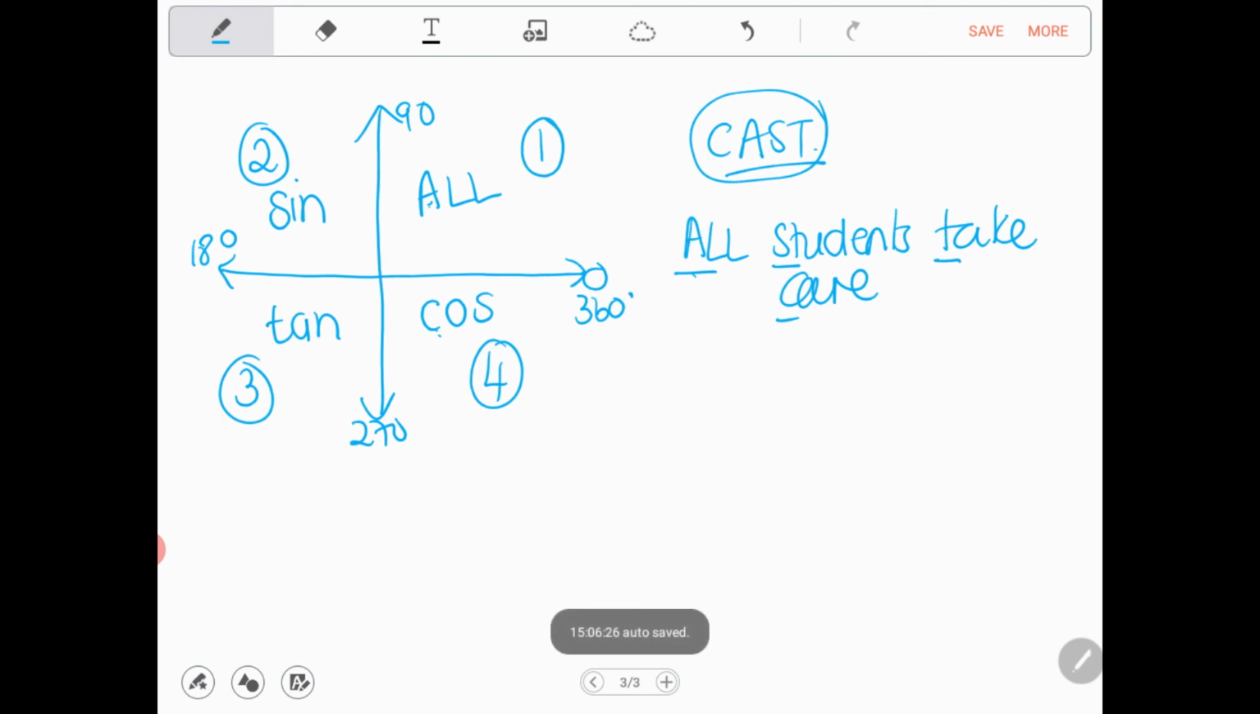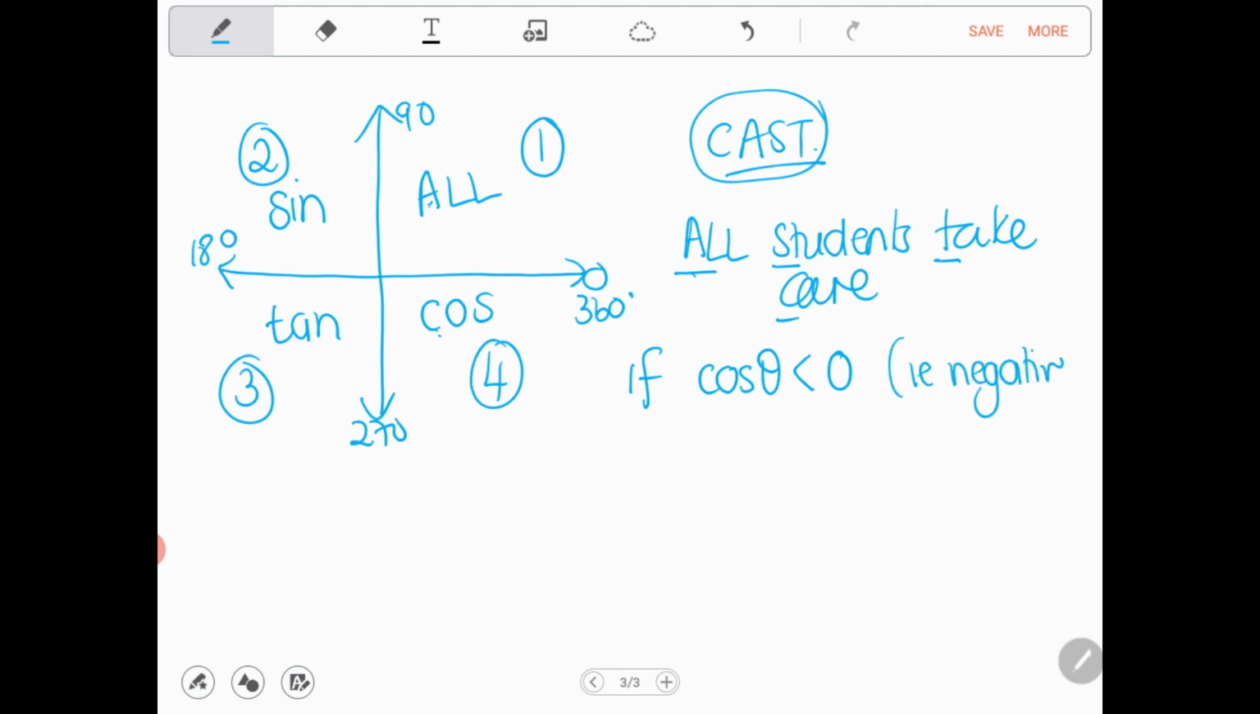So if I said to you, if cos theta was negative, so smaller than naught, and tan theta was greater than naught, in other words, positive, which quadrant would I be working in?